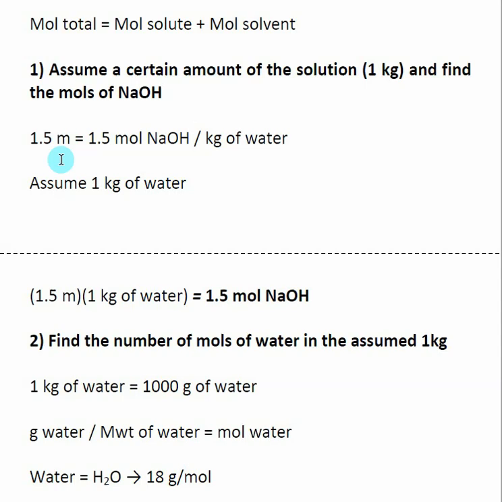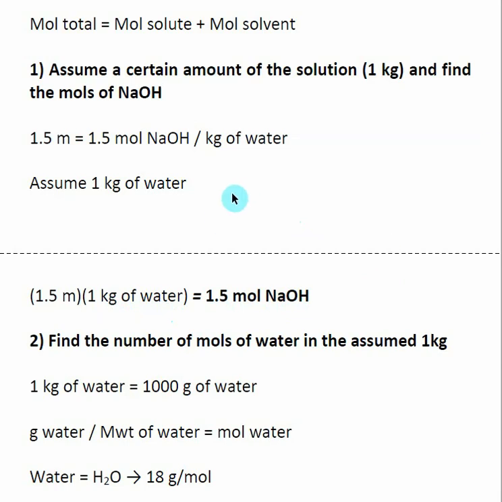If I take my unit of molality, which is mole of solute divided by kilograms of solvent, and solve this for my moles of solute, the molality times the kilograms of my solvent is going to give me moles of my solute. I was told that I had 1.5 molal. I assumed that I had 1 kilogram of water, and when I multiply these through, I figure out that I have 1.5 moles of NaOH in my 1 kilogram of water. So we're already halfway there, as we have the number of moles of solute. Now all we've got to do is come up with the moles of the solvent.